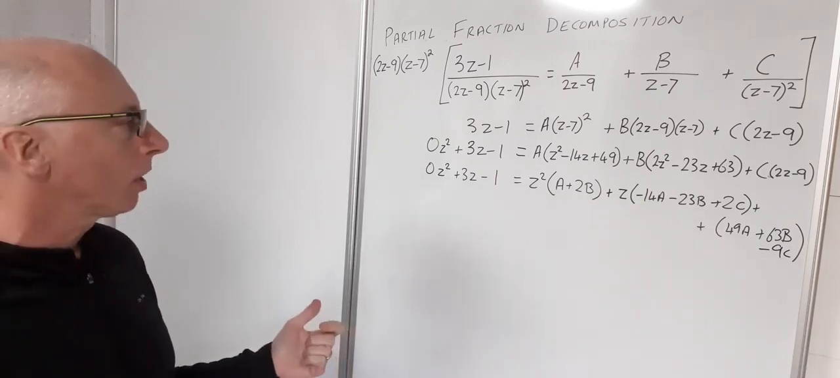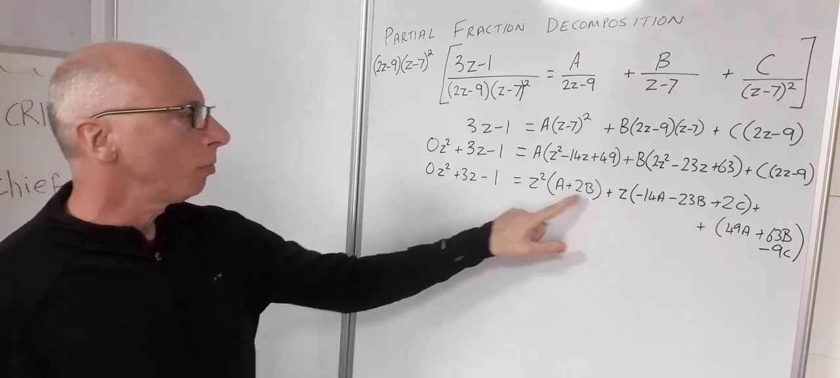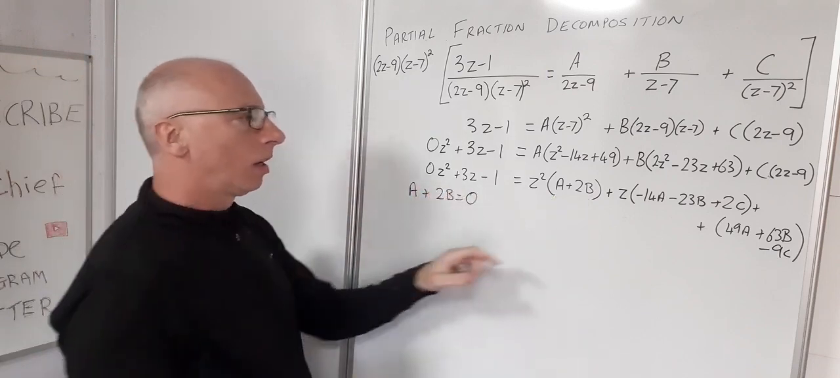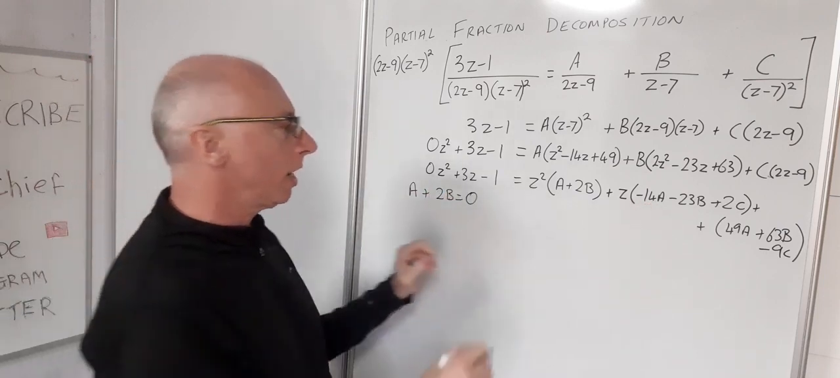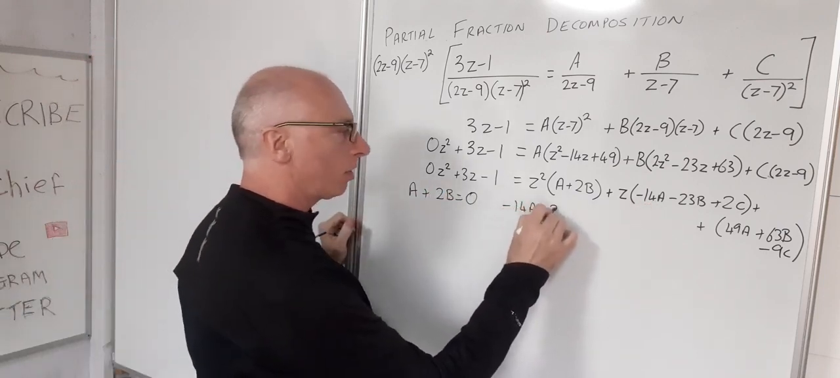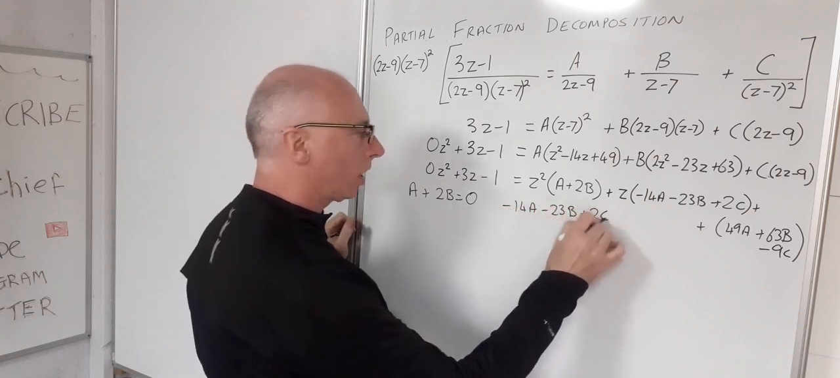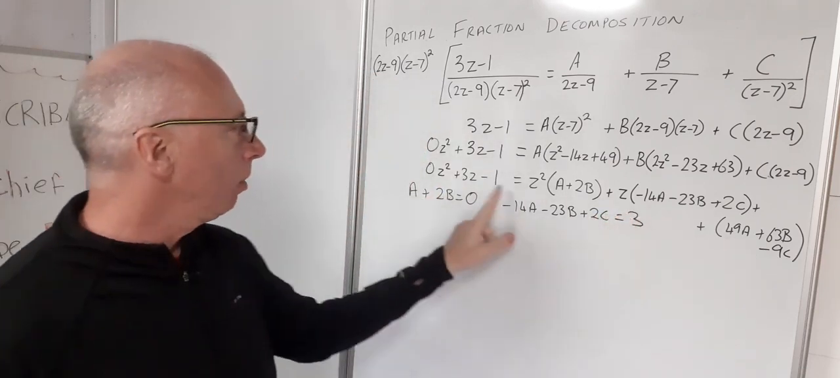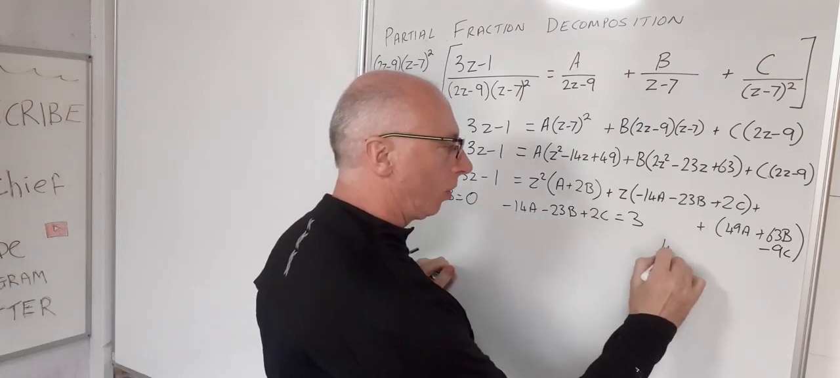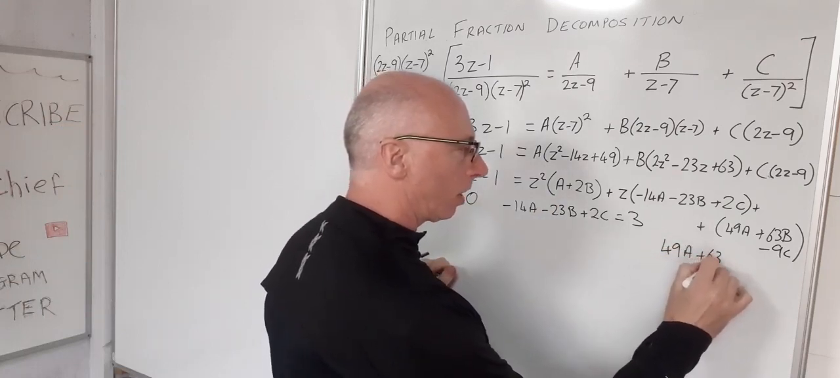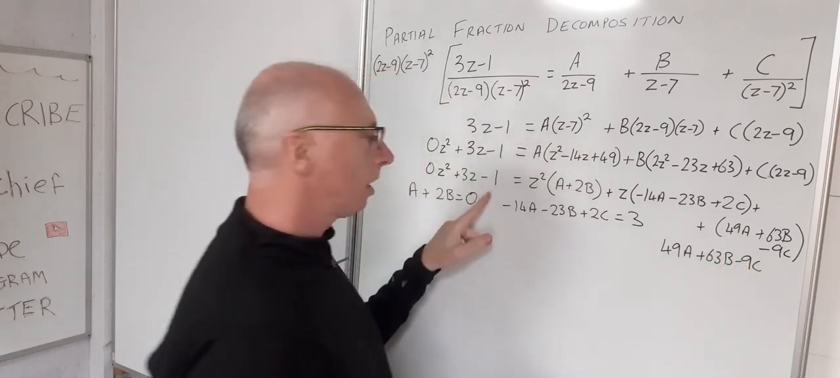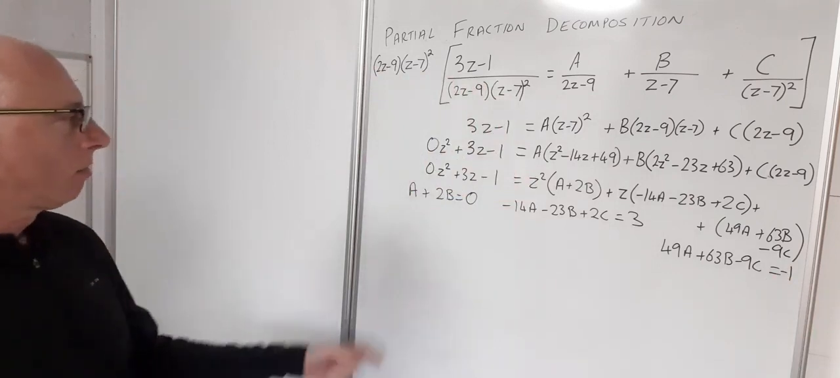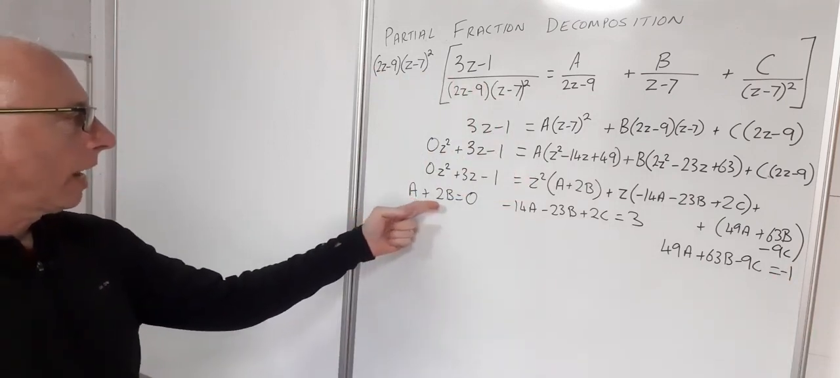So now we've got some corresponding coefficients. So I've got a plus 2b should equal 0. I've got minus 14a minus 23b plus 2c will equal 3. And then these ones here will equal minus 1. So I've got 49a plus 63b minus 9c equals minus 1.